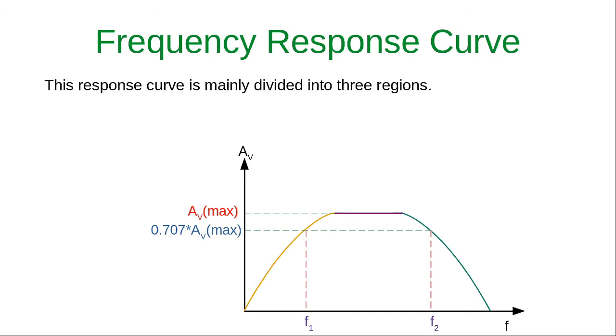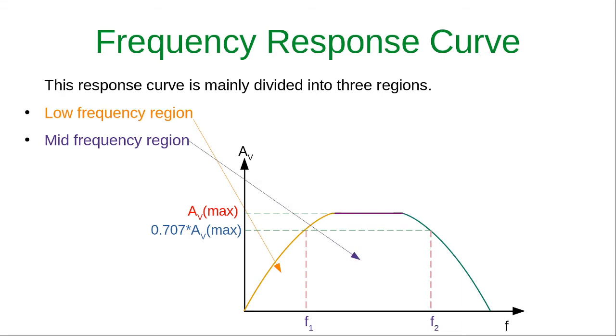This curve is mainly divided into three regions. The first one, low frequency region. It is a frequency region where AV is small and increases with increase in frequency. Next is the mid frequency region. It is the frequency region where AV is maximum and constant, that is, independent of the frequency of the AC input signal. Next one is the high frequency region. It is a frequency region where AV is small and decreases with increase in the frequency of the AC input signal.